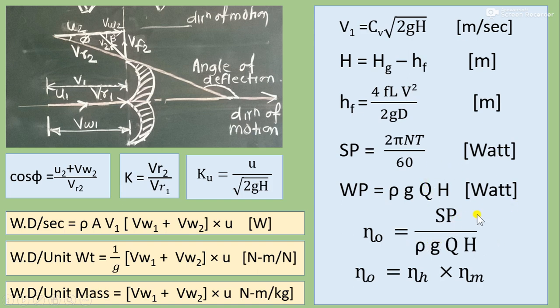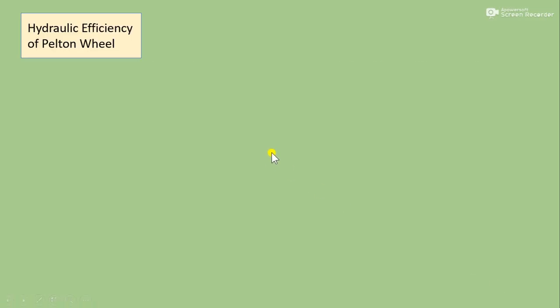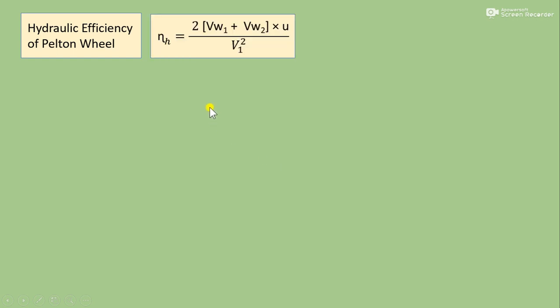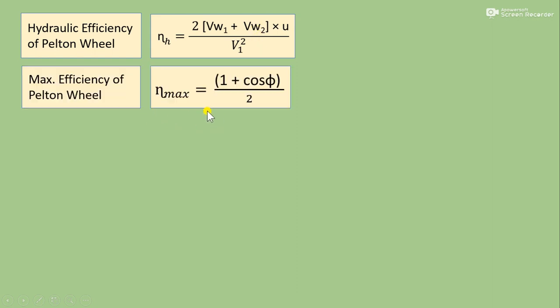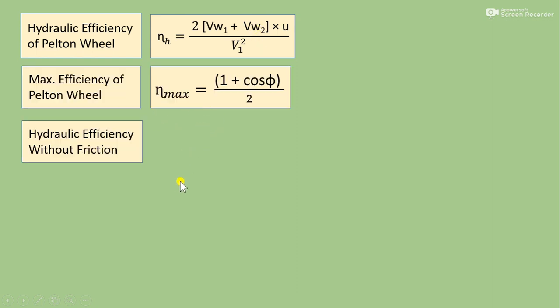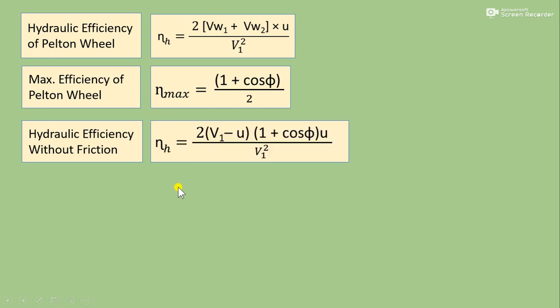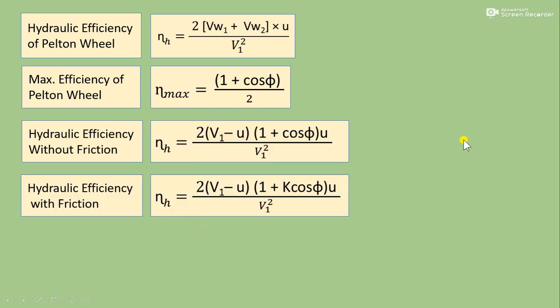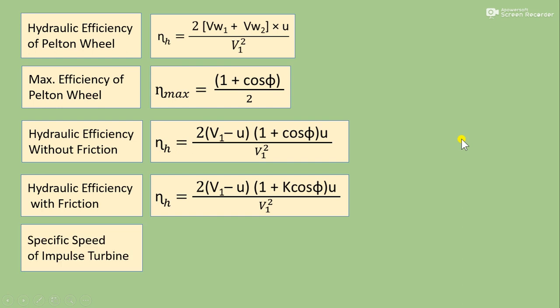Overall efficiency formula, that is ratio of shaft power to water power, and relation for overall efficiency, hydraulic efficiency and mechanical efficiency is used. Then hydraulic efficiency of Pelton wheel in terms of whirl velocity. Maximum efficiency for Pelton wheel. Hydraulic efficiency without friction and with friction can be required.